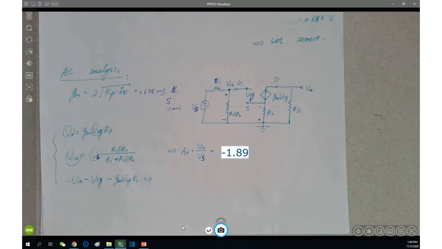I got -7.47. -7.4, no, it's not quite right yet. How about equations? Oh, I know what's wrong. The loop in the middle is wrong. Okay.